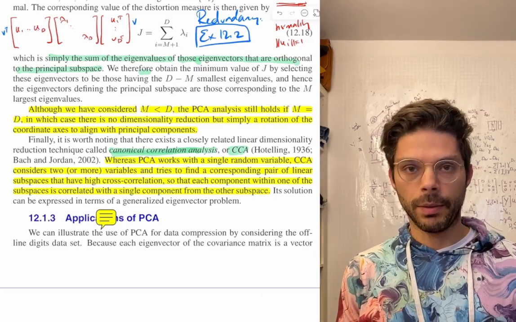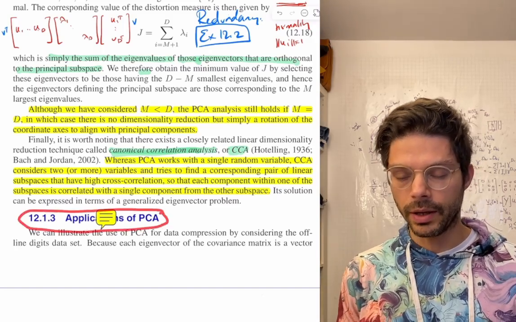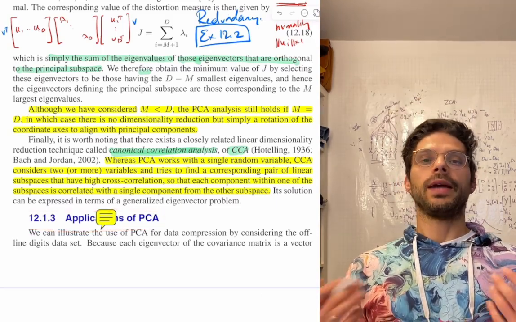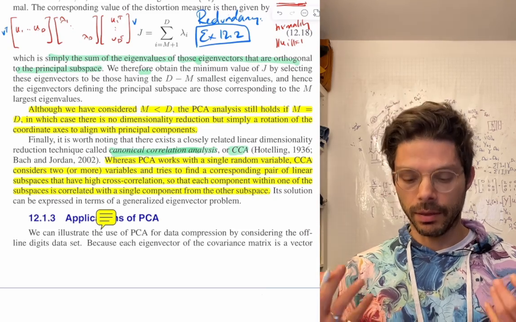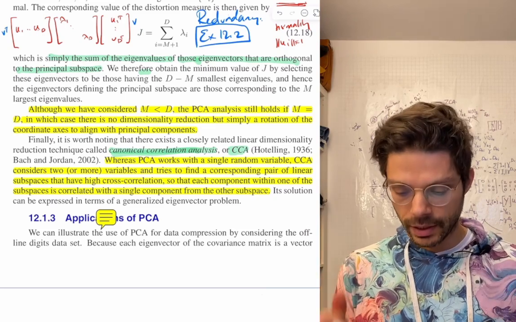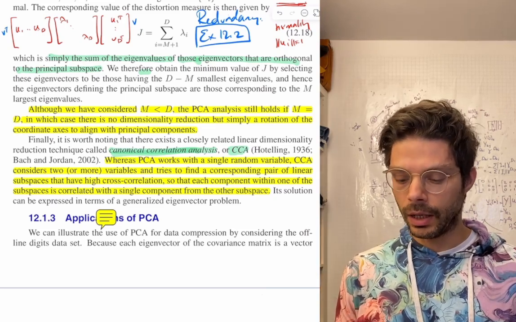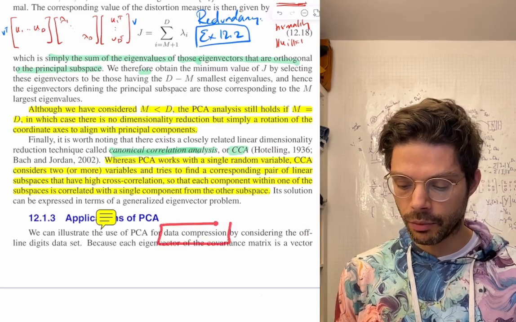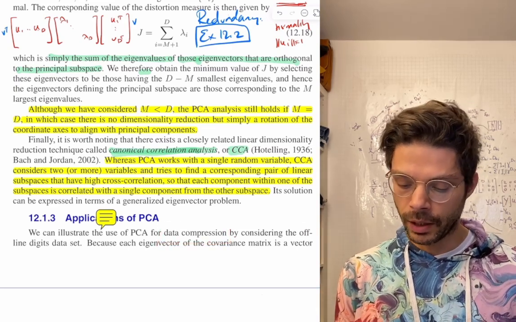We're going to be talking about a fun section today, which is 12.13 on applications of PCA. And the applications are basically what I think most people's interaction with PCA is all about. So it's not just a theoretical aspect, but using it. And we're going to discuss three applications. The first one is going to be data compression, which is kind of what we've been talking about so far.